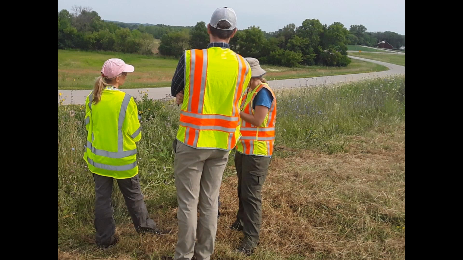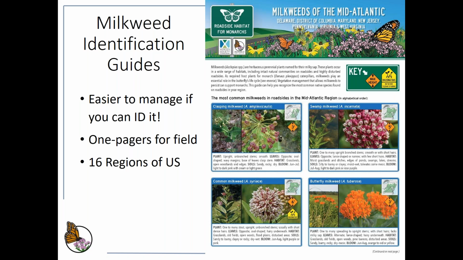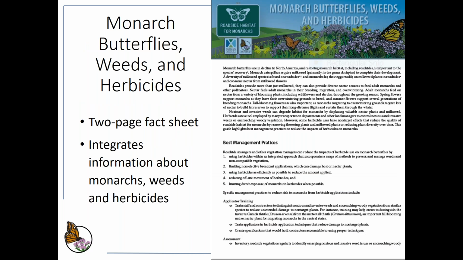Okay, so then say actually what you really want to do is manage your habitat well. We have some resources for that too. And so we worked with Xerces on this milkweed identification guide. It's really helpful if you can actually tell if you have milkweed, because you can actually recognize the plant. And there's a lot of these species, like 76 in the U.S., so we want to help people out with recognizing those. We also did a fact sheet about herbicides and weeds with Monarch, so we kind of pulled those three topics together. They're really of interest to a lot of people, and so we have that as well.